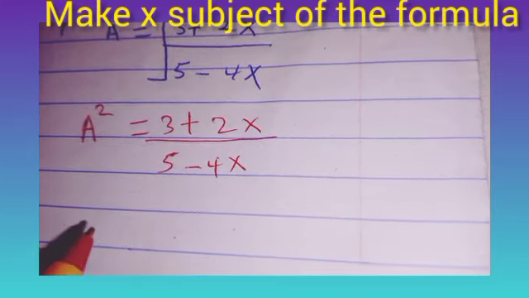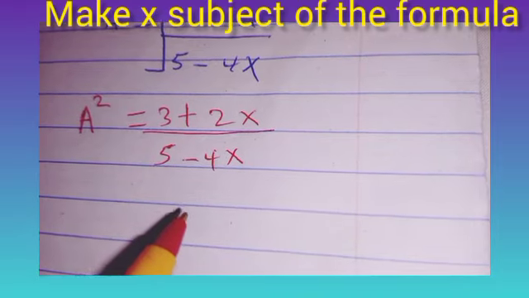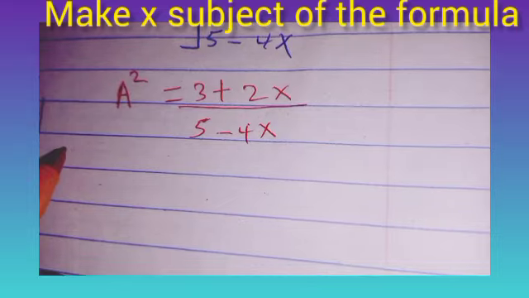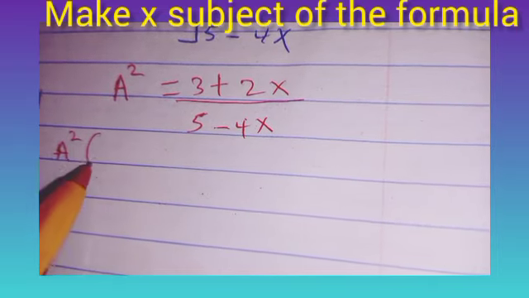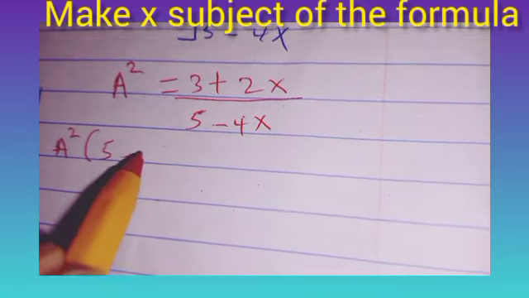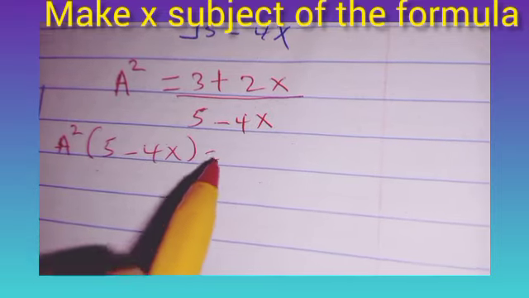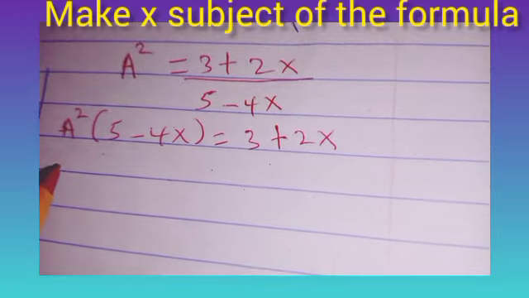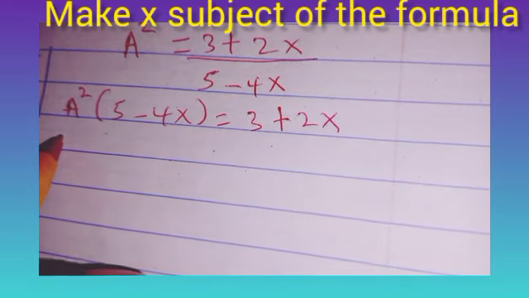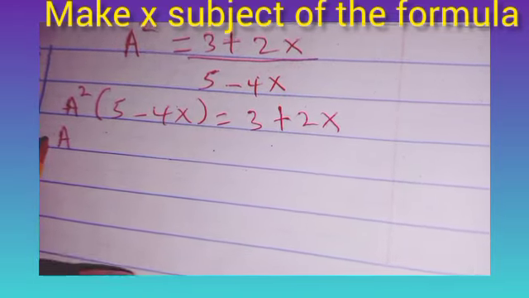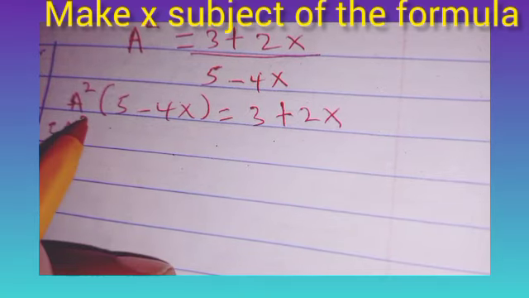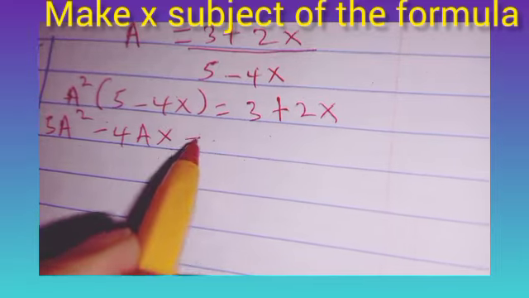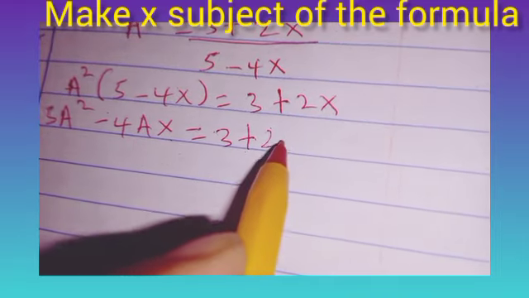Then from there, we multiply both sides by the denominator to obtain a squared into bracket 5 minus 4x, which is equal to 3 plus 2x. We remove the bracket to give us 5a squared minus 4ax, which is equal to 3 plus 2x.